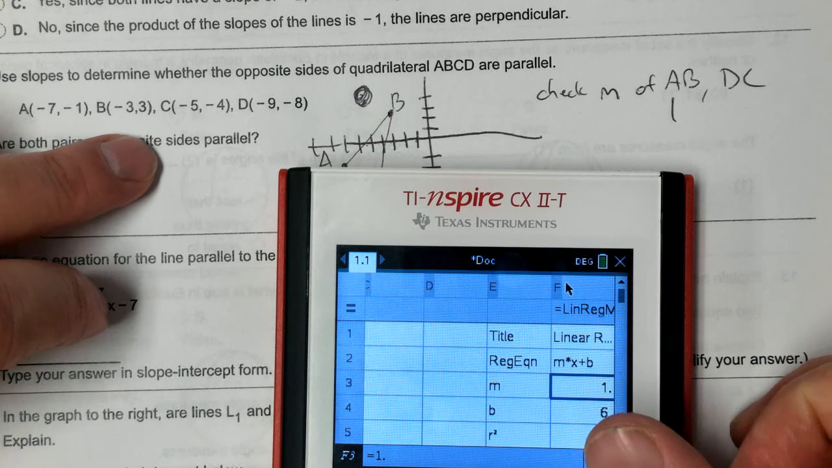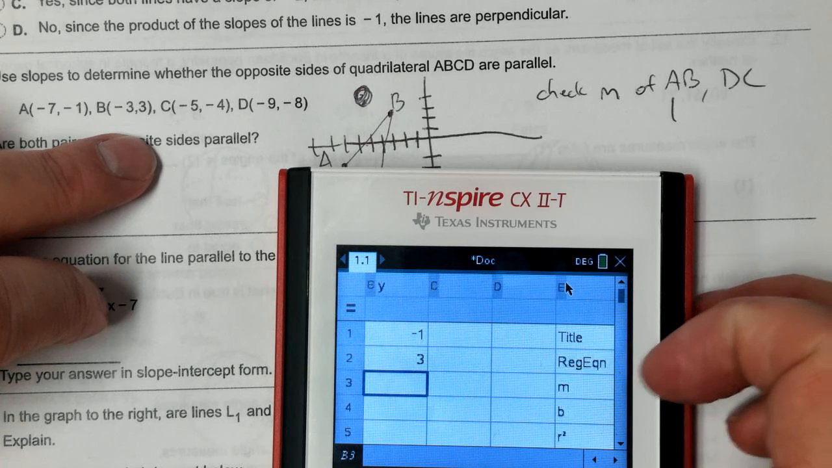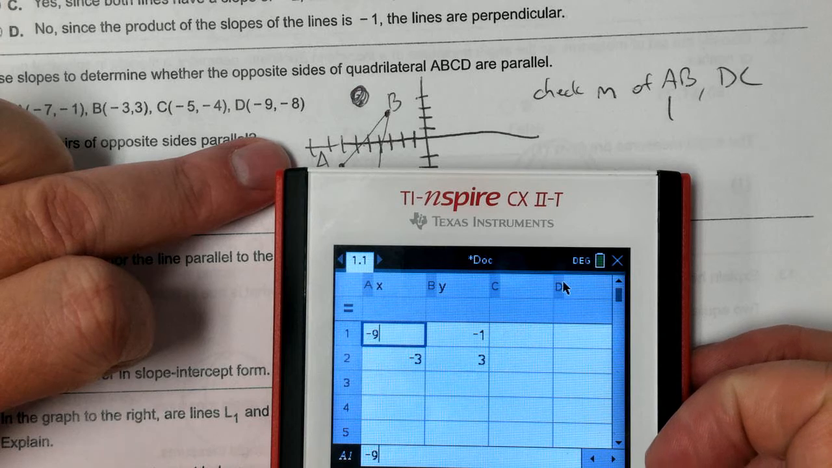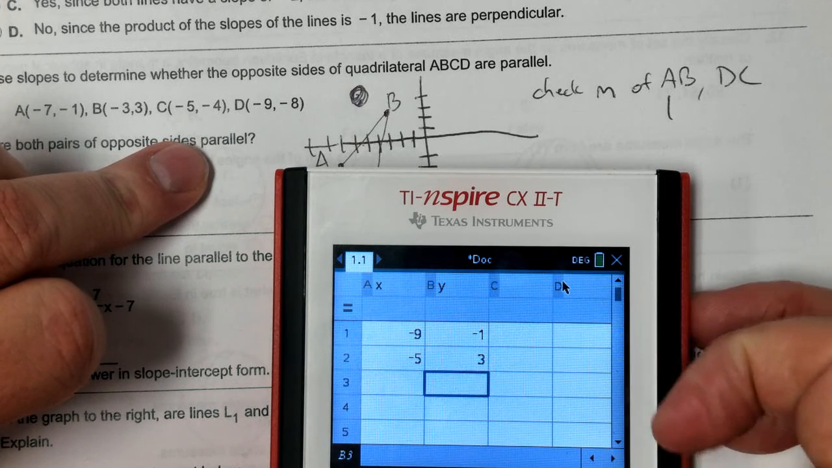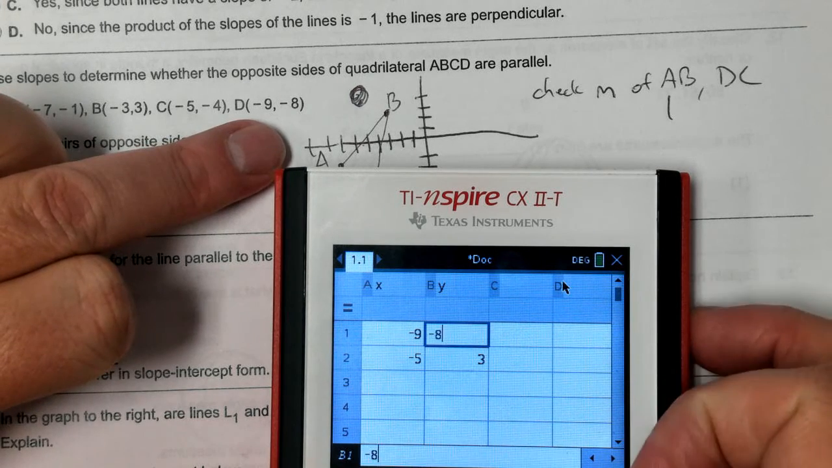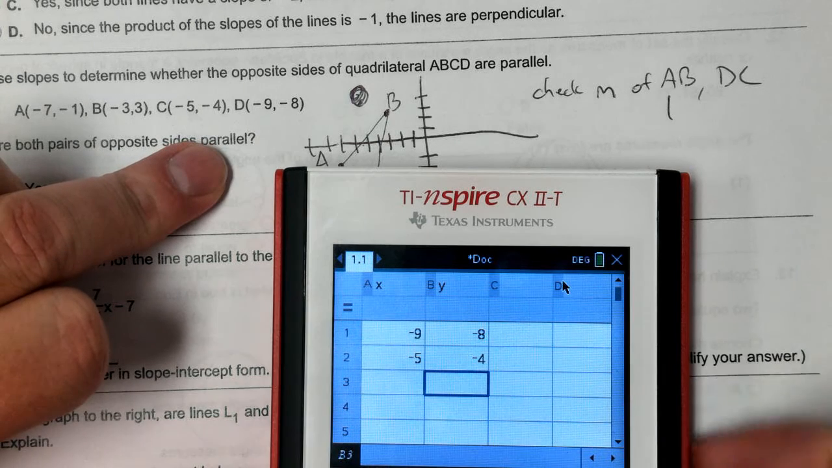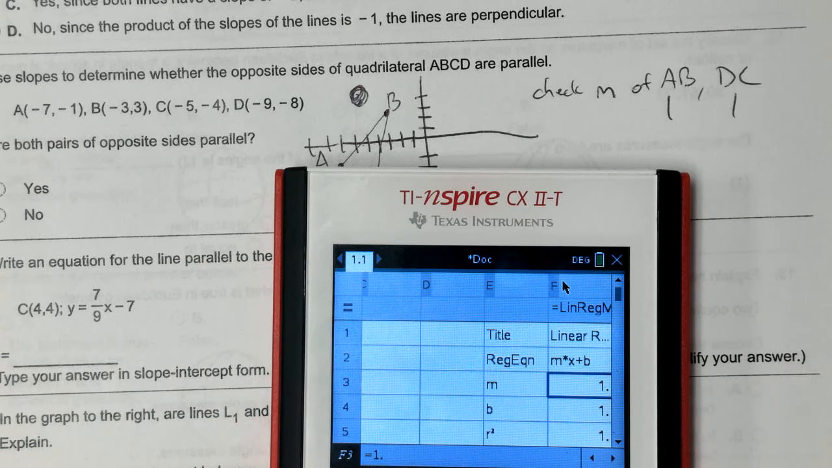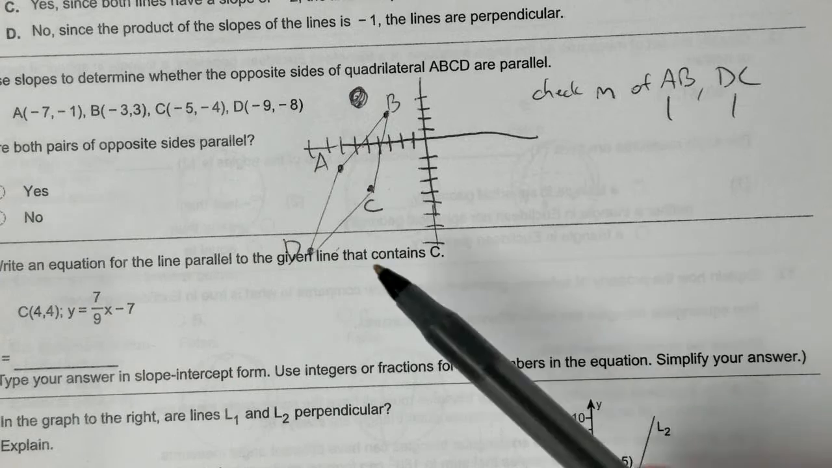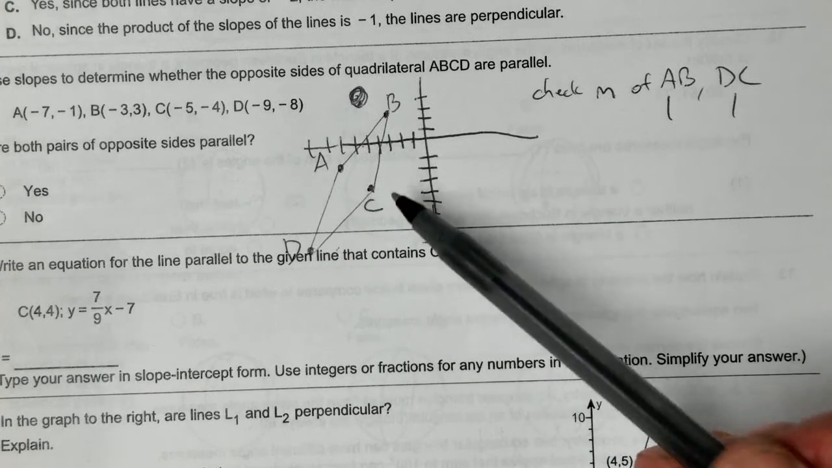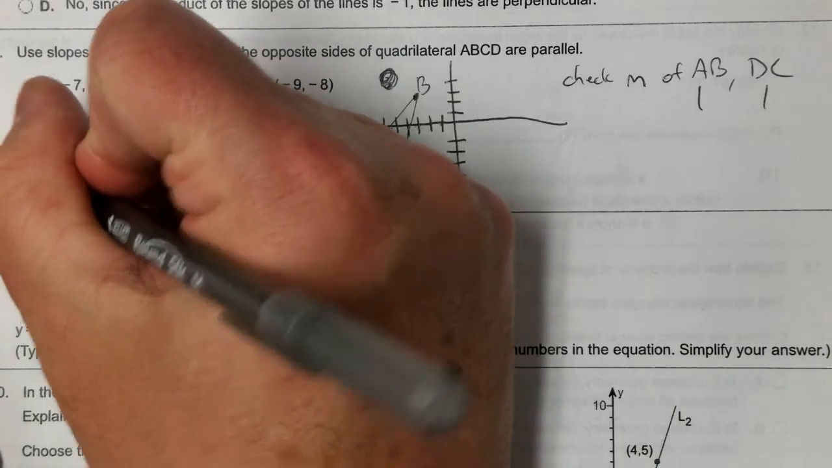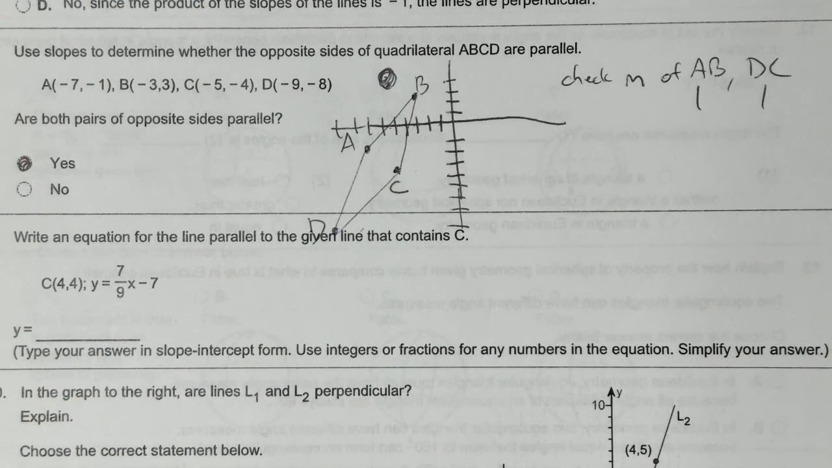For DC, okay, D, we have negative 9 and negative 5 and negative 8 and negative 4. So that's also 1. And since that's parallel, these are also going to be parallel, so that's going to be yes. So you get yes for that one.